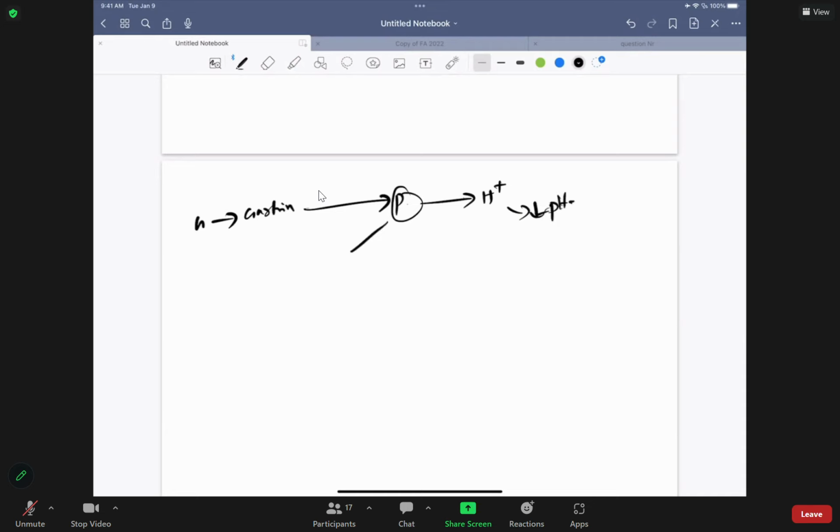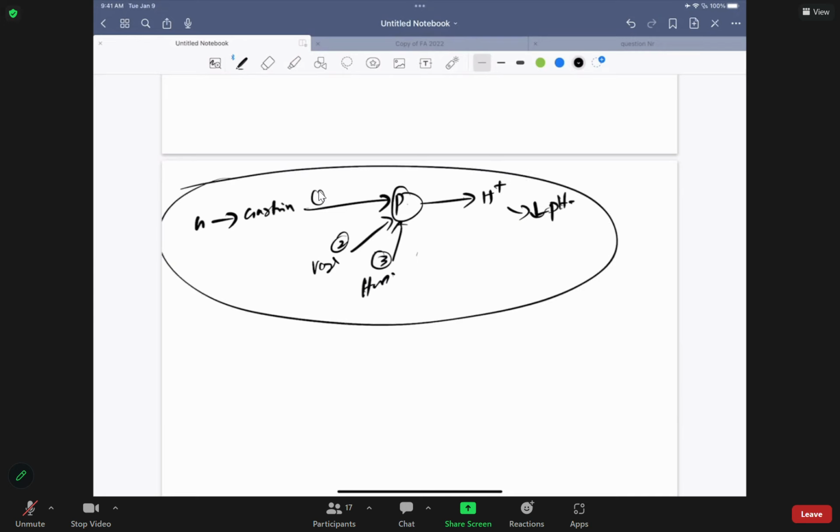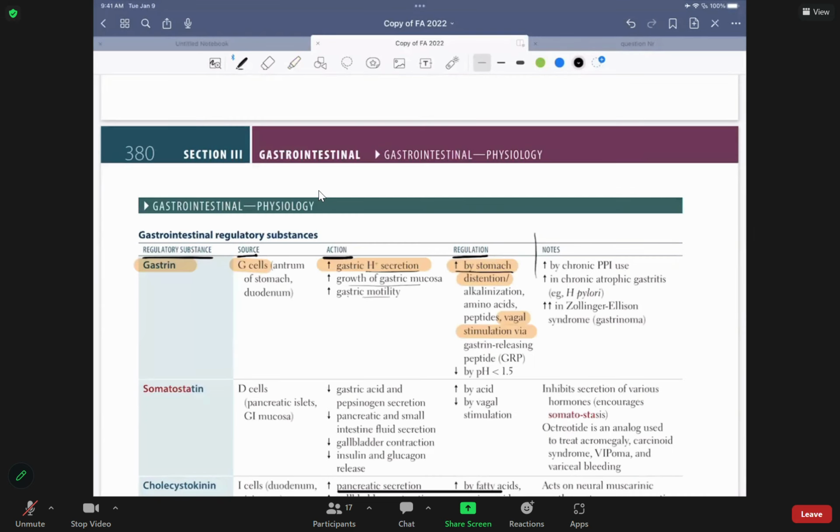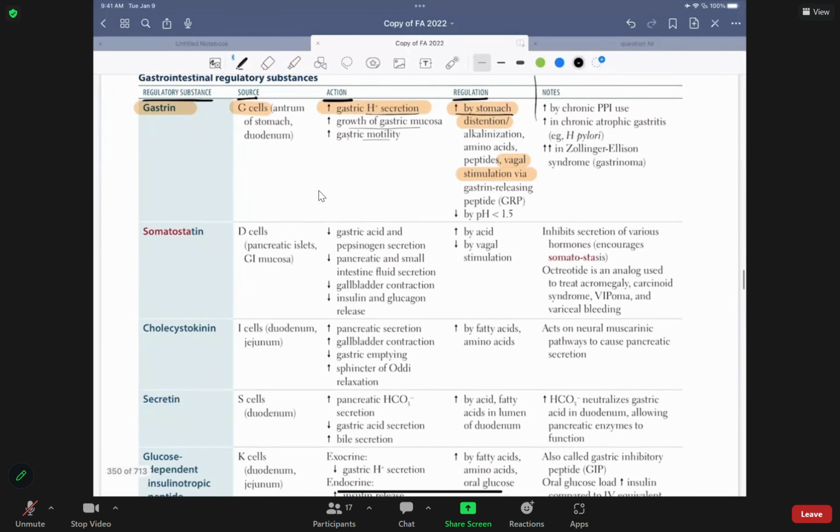Now, I would also write the parietal cell gets 3 stimulations. One is this, and 2 and 3. One is the vagal nerve and histamine, you see. This is what we call writing things in point form. It's the same thing that is in the book, I'm writing like this. This will stay in your memory better than writing as a paragraph. See, that's your gastrin. That's all it is, folks. Is everybody clear? Okay. Now, let's go to the next one.